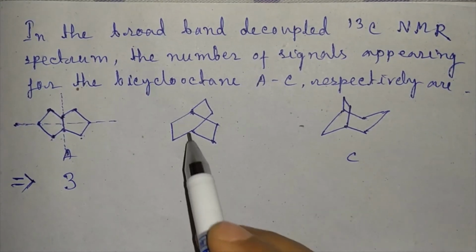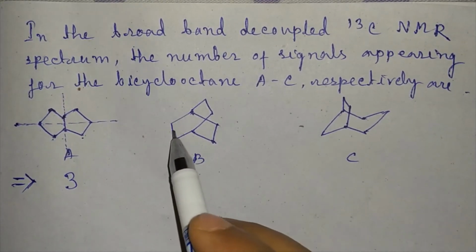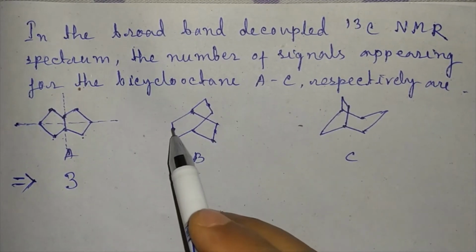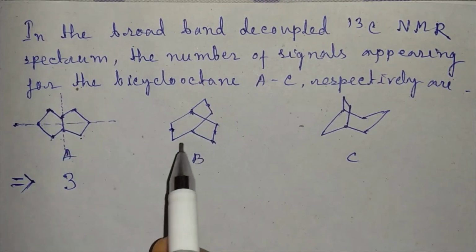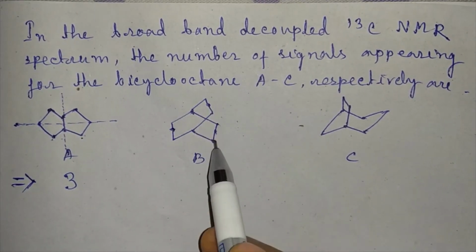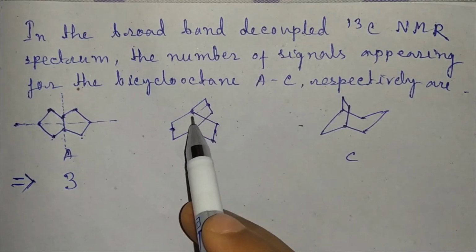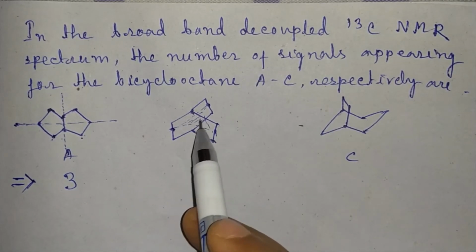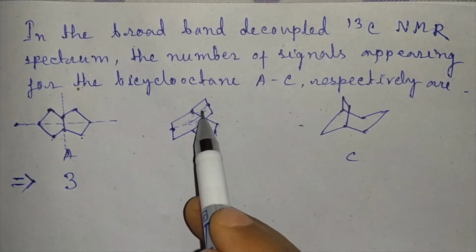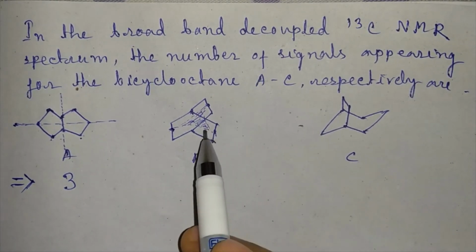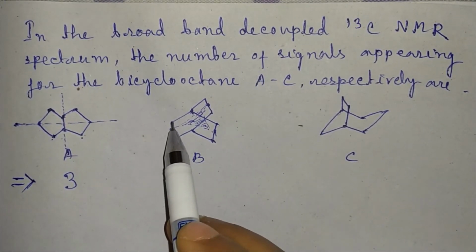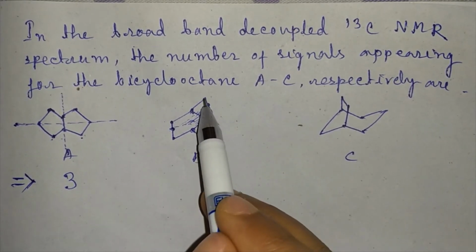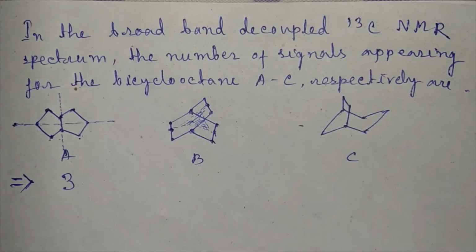3 carbons are there, so for this molecule there will be 3 signals. Now in this molecule, we can pass a plane containing these 3 points, which will bisect the molecule into two equal halves. This plane will divide the molecule into two equal halves. So we get these two carbons similar, these two similar, these two similar, these two similar.